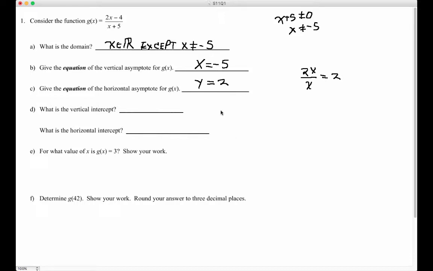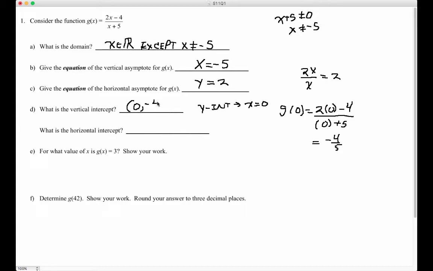Okay, vertical intercept. Well, that's the y-intercept. And remember that if we're looking for the y-intercept, that infers to us that x must have been equal to 0. So that says go figure out what g of 0 is equal to. So g of 0 is going to be equal to (2 times 0 minus 4) over (0 plus 5). When we reduce that, we get back negative 4/5. So giving back our vertical intercept as we always should as an ordered pair, it would be (0, negative 4/5).